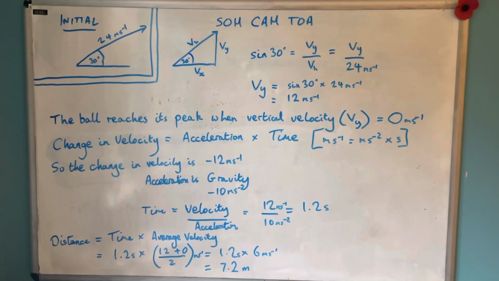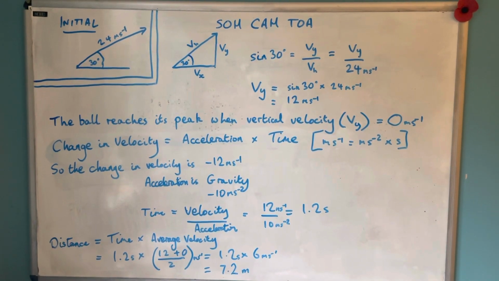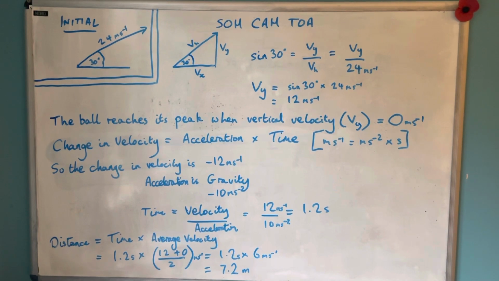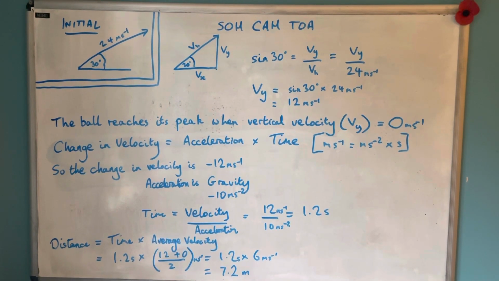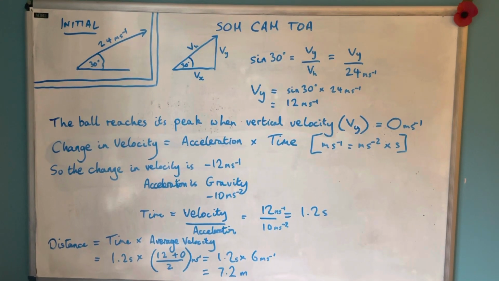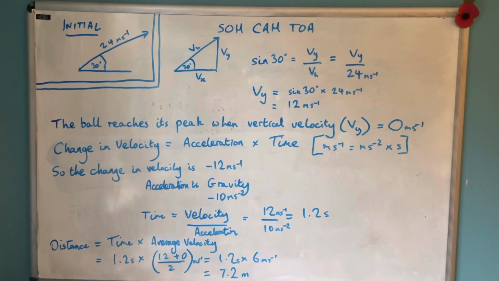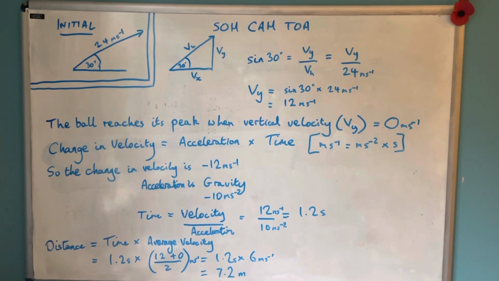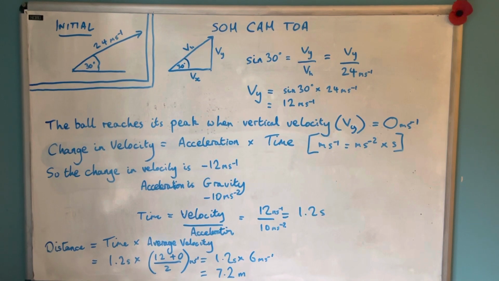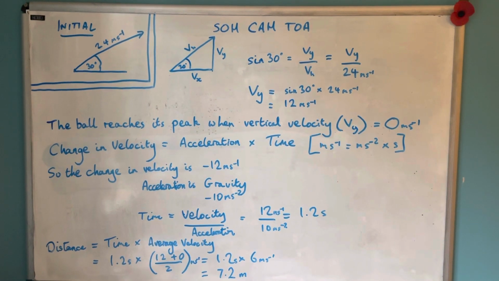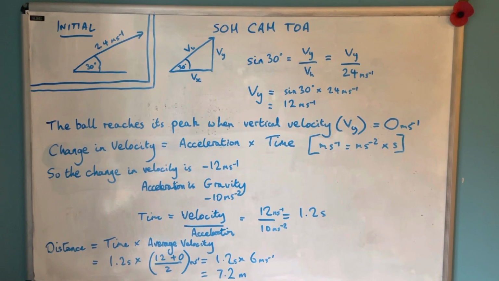So looking at question 1, you can see in the top left box, this is what they've told us initially. In other words, the ball is traveling at 24 meters per second at an angle of 30 degrees to the horizontal. So if we then work out through SOHCAHTOA what the vertical velocity is, because that's the most important thing that we're going to need here.